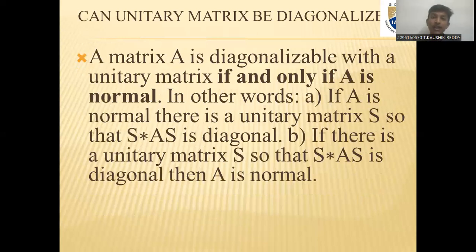Can a unitary matrix be diagonalized? A matrix A is diagonalizable with a unitary matrix if and only if A is normal. In other words, if A is normal, there is a unitary matrix S so that S star A S is diagonal. Conversely, if there is a unitary matrix S so that S star A S is diagonal, then A is normal.